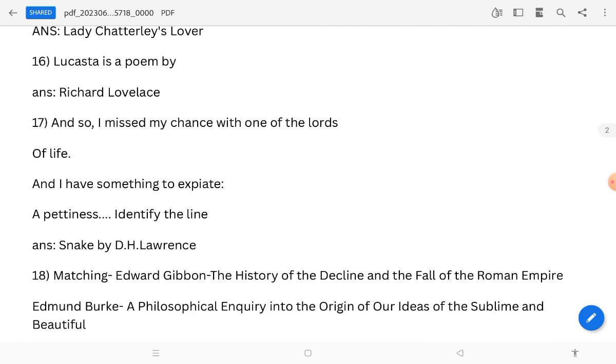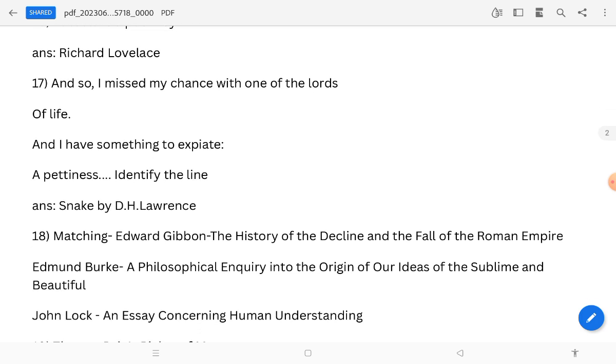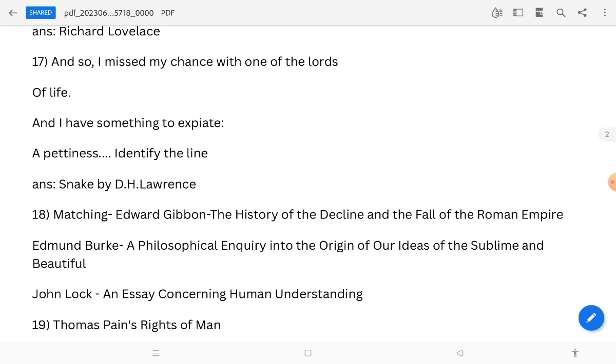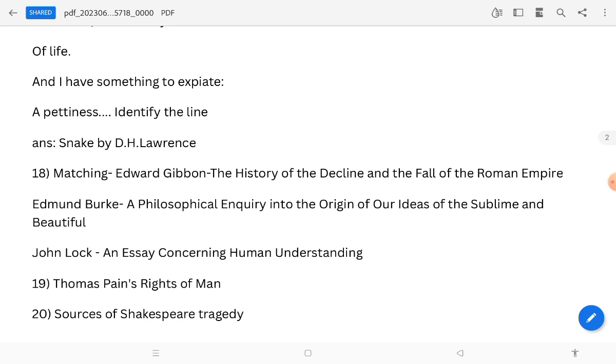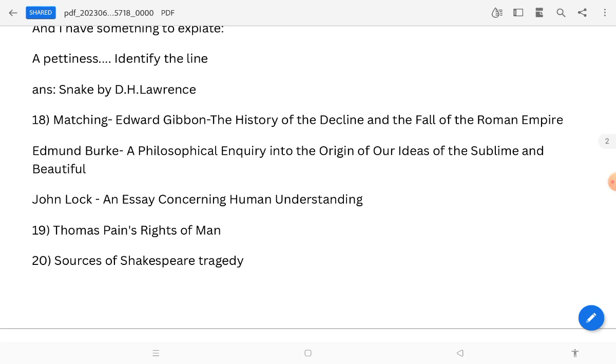Lucasta is a poem by Richard Lovelace. Then question number 17. "And so I missed my chance with one of the lords of life, and I have something to expiate, a pettiness." Identify the line. And the answer will be Snake by D.H. Lawrence. There are other poems by D.H. Lawrence in the options, and the answer will be Snake.